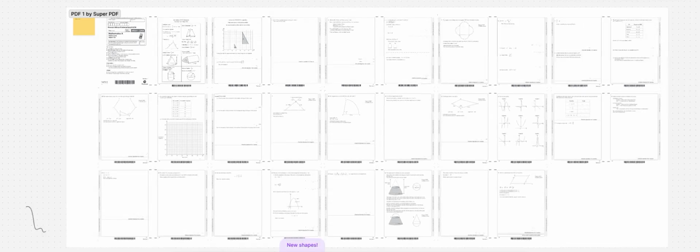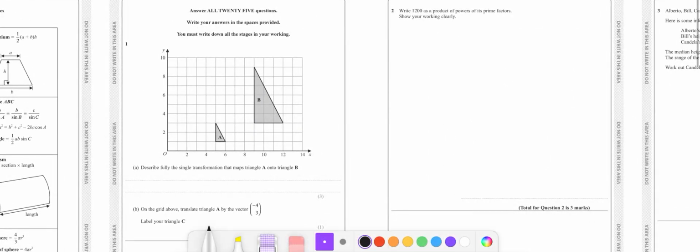Okay, so we are going to work through the June 2022 2HR paper, and I hope this is useful. Describe fully the single transformation that maps A onto triangle B. Fairly clearly it's an enlargement, A onto B. So with an enlargement, what we do is we join up the corresponding points and we continue that line on.